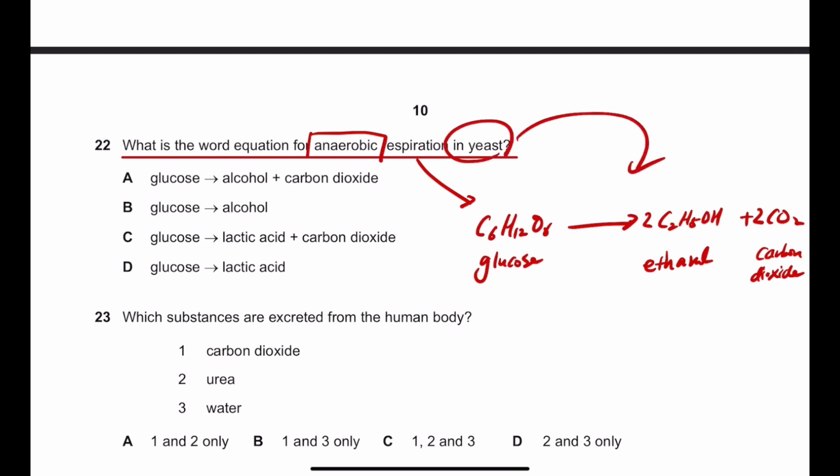Hence, we have to find the right answer for this one. So ethanol is a form of alcohol. It's one of the alcohol molecules. So A looks like the answer to me.